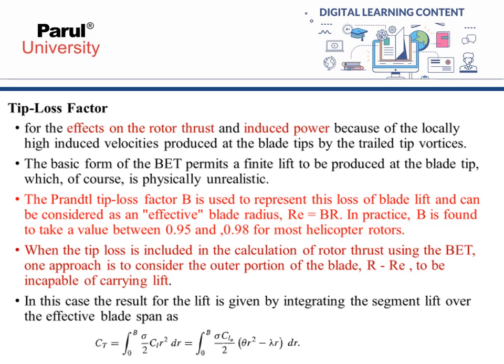When the tip loss is included in the calculation of the rotor thrust using the BET, one approach is to consider the outer portion of the blade, R minus Re, to be incapable of carrying lift. In this case, the result for the lift is given by integrating the segment lift over the effective blade span as Ct is equal to integration 0 to B of sigma by 2 Cl r square into dr, which is equal to integration 0 to B of sigma Cl alpha by 2 theta r square minus lambda r into dr.